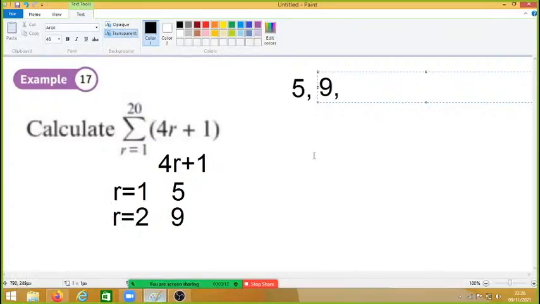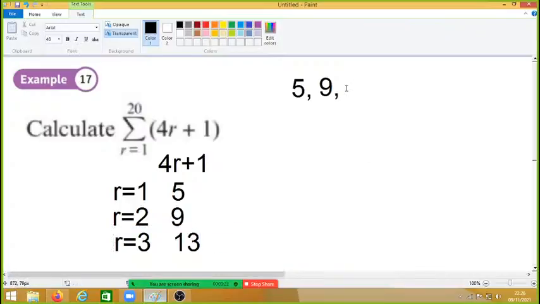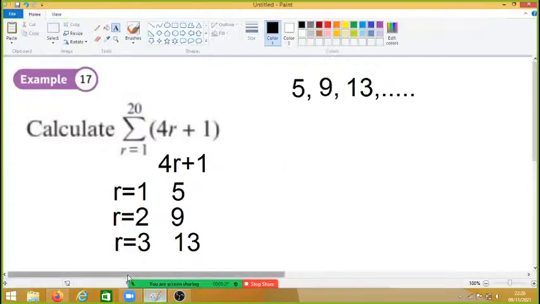Once you've done two numbers in the sequence, you can pretty much guess what's going to happen after. But we'll just do it anyway. 4 times 3 plus 1, that's going to be 12 plus 1 is 13. So they're the first three numbers in the sequence. We can just do the 20th one just to make sure we know where it ends. So let's do r is 20. 4 times 20, that's 80, plus the 1, 81. So that's the last one there. So there's your sequence, and we need to find the sum of that.